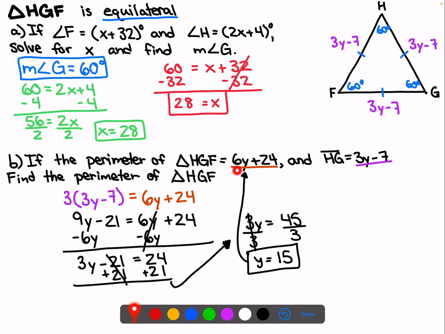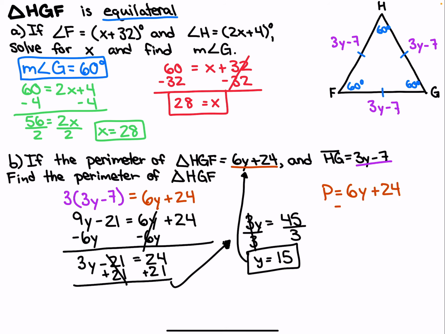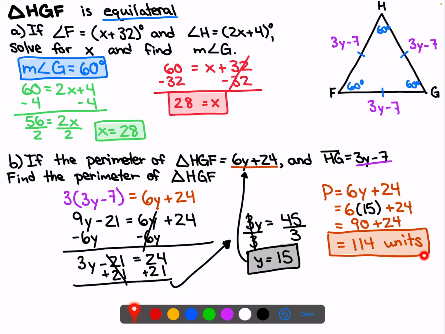So our perimeter is 6y plus 24. If I plug in 15 for y, I have 6 times 15 plus 24. Well, 6 times 15 is 90, plus 24 is 114 units. So our perimeter is 114 units, our y variable is 15, our x variable is 28, and the measure of angle G is 60. And with that, this entire problem is finished.